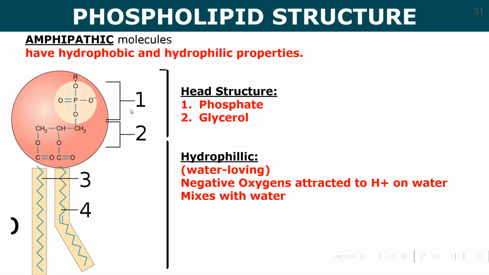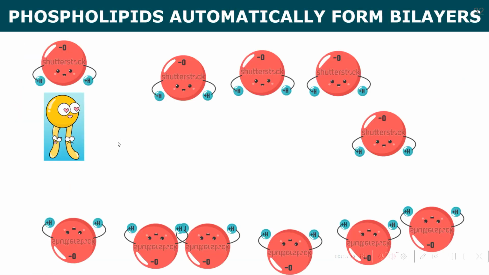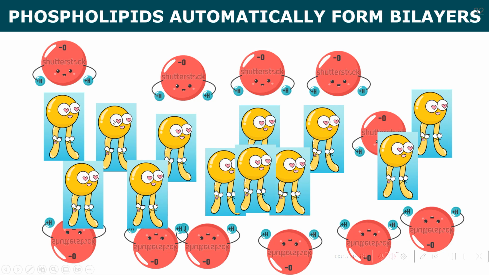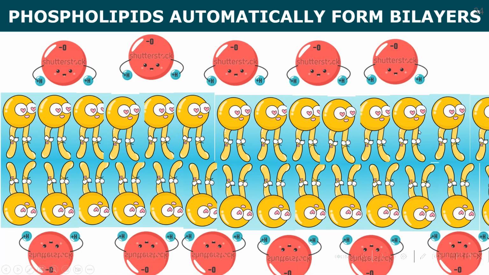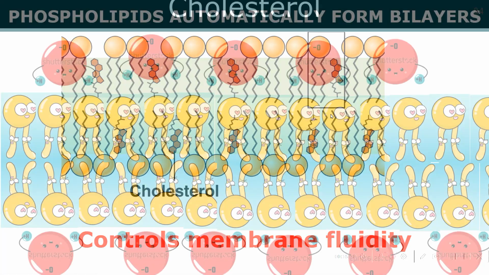And so because the phospholipid has both these characteristics, it's considered to be amphipathic. And because of that, it's going to automatically arrange itself into those phospholipid bilayers. So when you mix these phospholipids with water, the hydrophilic head is automatically going to orient itself towards the water, and the hydrophobic tails are going to try to run away. You will automatically form that lipid bilayer.